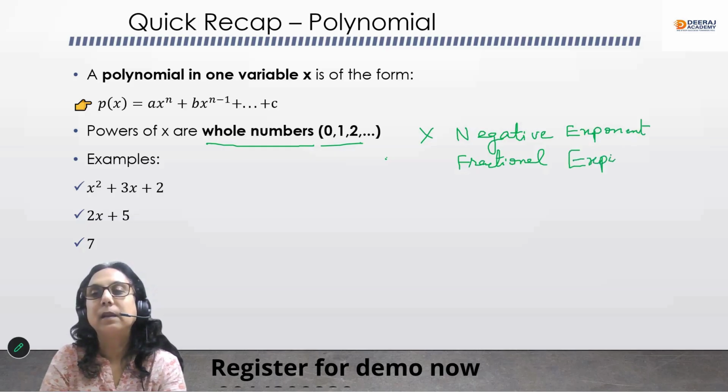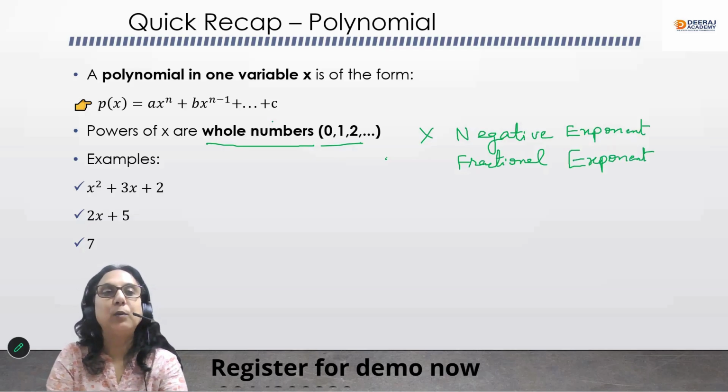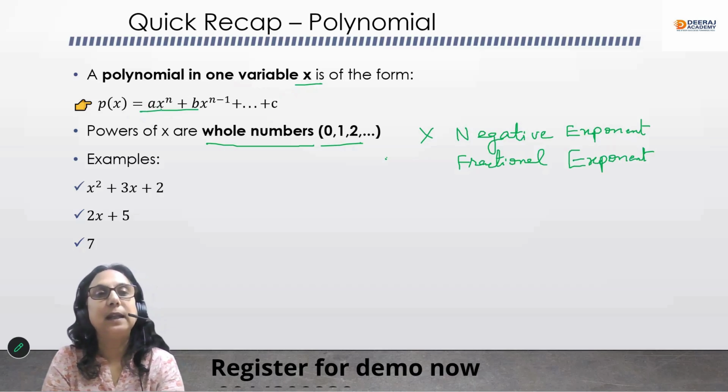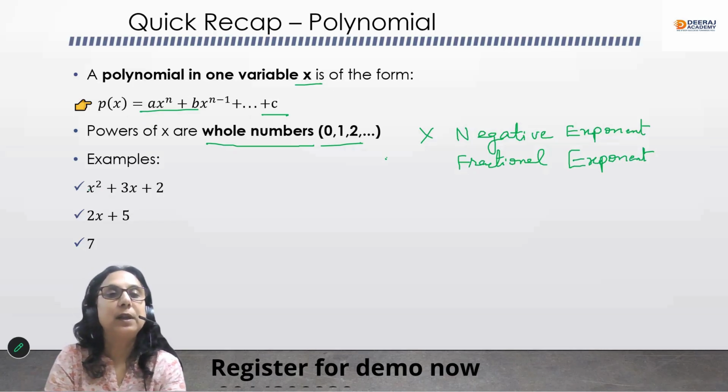We know that polynomials in one variable means the variable should be of only one type. It can be x, y or a, b, c, anything. The general format of the polynomial is this one. Here a is the coefficient, x is the variable and c is the constant. For example, x square plus 3x plus 2. Here the exponent is 2, and where there is no power it means the power is 1. Hence this is a polynomial.